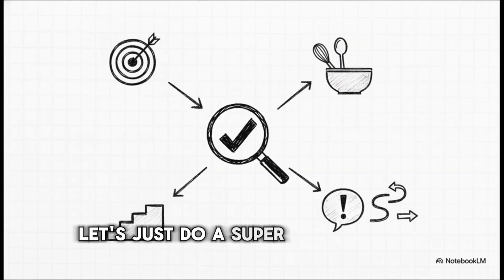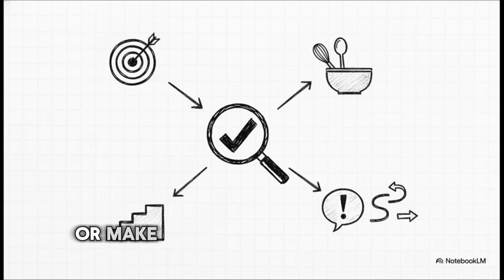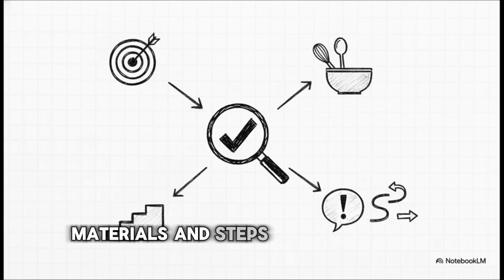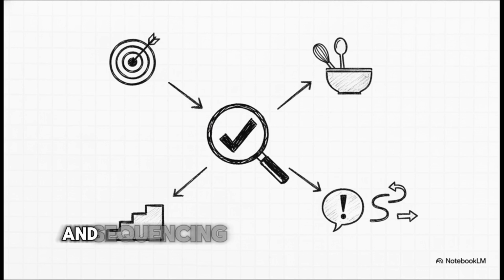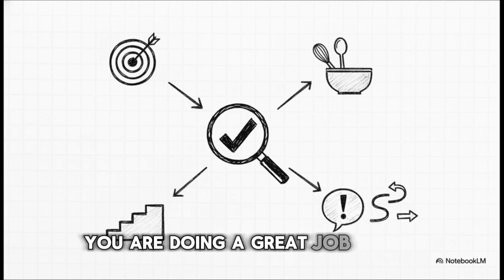Let's just do a super quick review before moving forward. A procedure text explains how to do or make something using 3 key parts: goal, materials, and steps. And it relies on imperative verbs and sequencing words to make those instructions crystal clear. You are doing a great job so far.